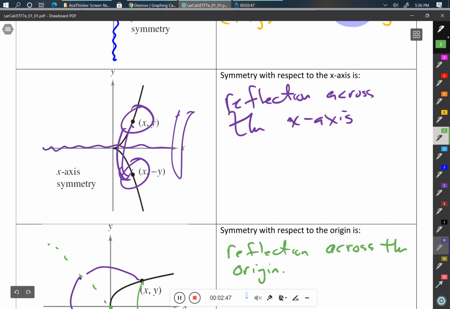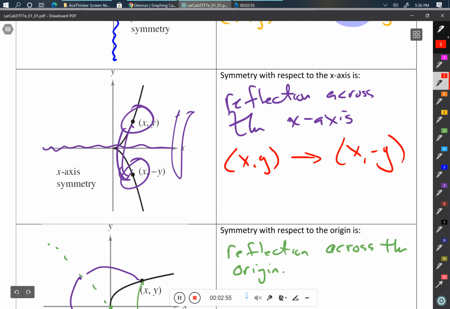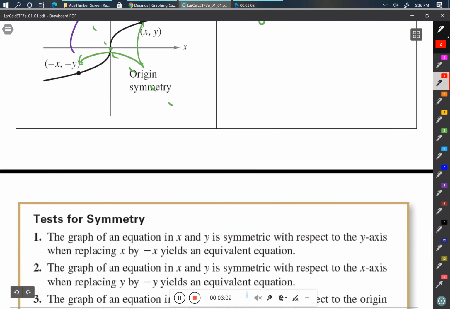Same thing is going to happen here. If I have a point (x, y), it's going to get reflected to the point (x, opposite of y), negative y, but I don't know whether that's a negative y value or not. And then down here, right?